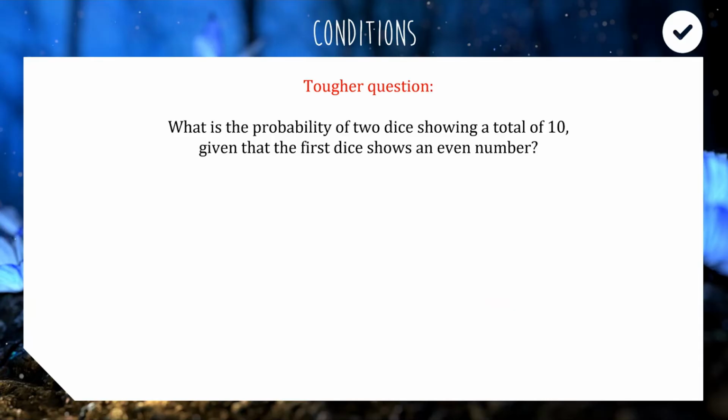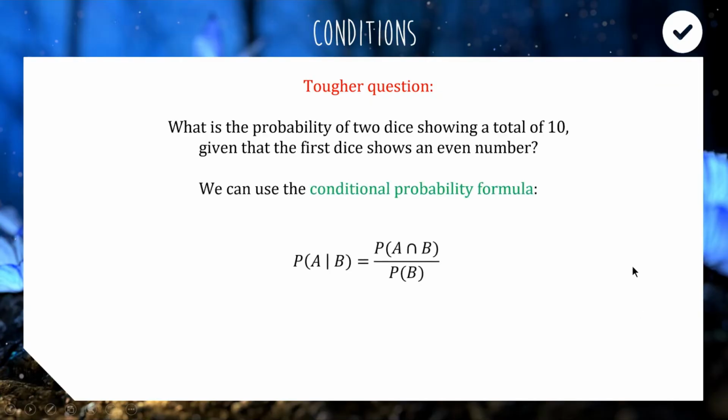So a tougher question. What is the probability of 2 dice showing a total of 10, given that the first dice shows an even number? All right, so you don't know exactly what's on the first die, but you know it's a 2 or a 4 or a 6. So this is an example of where we could, if we wanted to, use what's called the conditional probability formula that looks like this. All right, this is brand new for you guys. The way this is meant to be read is this is the probability of event A happening, given that event B has already happened. Okay, so it's read as probability of A given B.